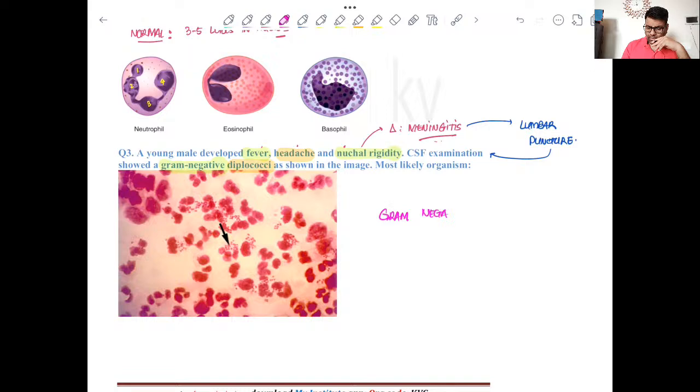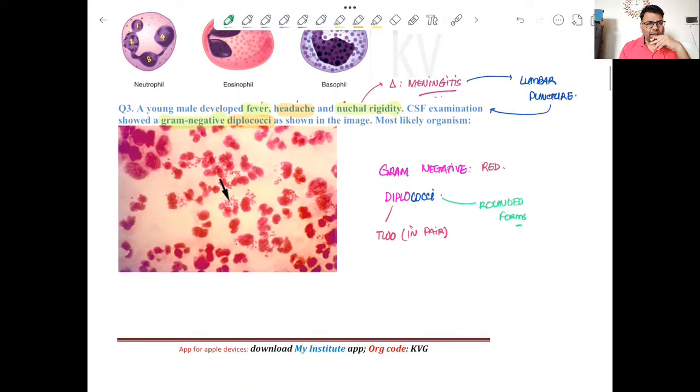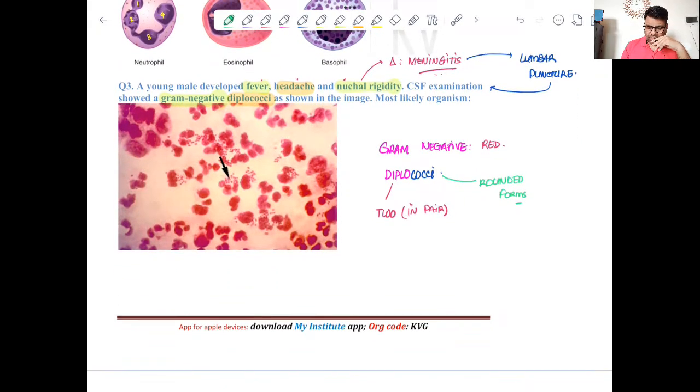Now when I say gram-negative, it means the organism will appear red or slightly pink in the smear. So this is gram-negative. Okay, and diplococci: the word diplo means 2, or in simpler words, in pair, and cocci means the rounded forms. Clear? Because cocci and bacilli you must know, right? So this is gram-negative diplococci.